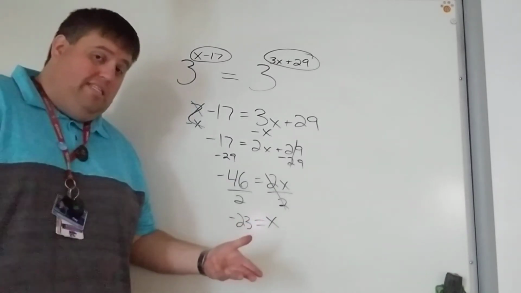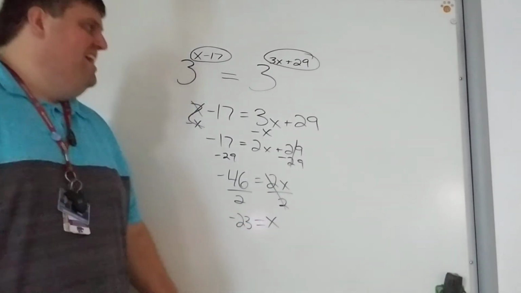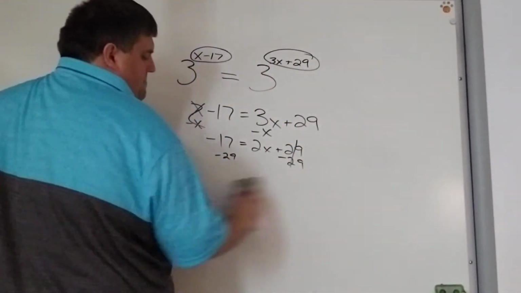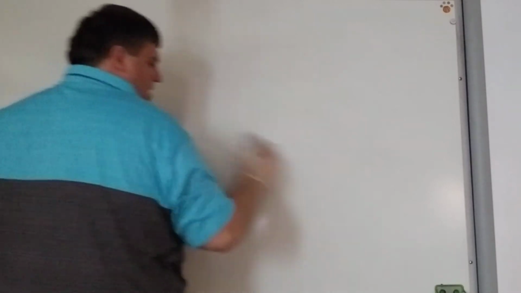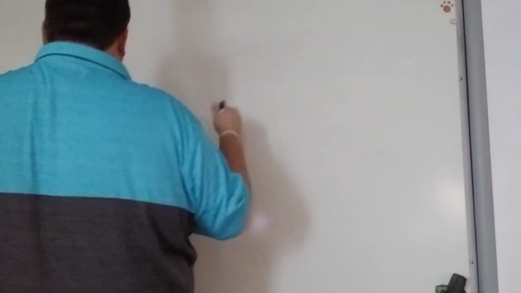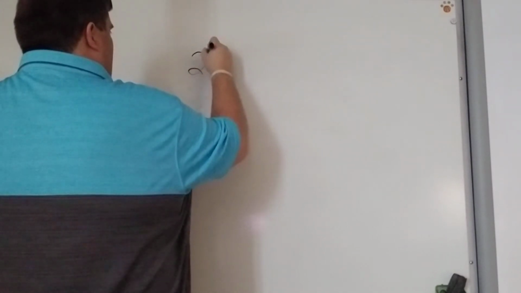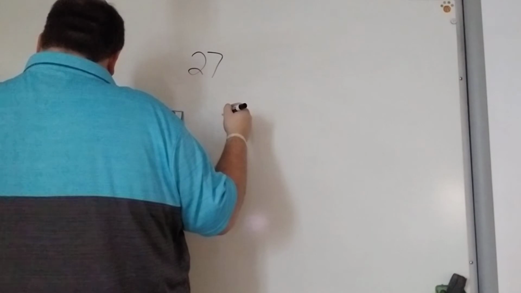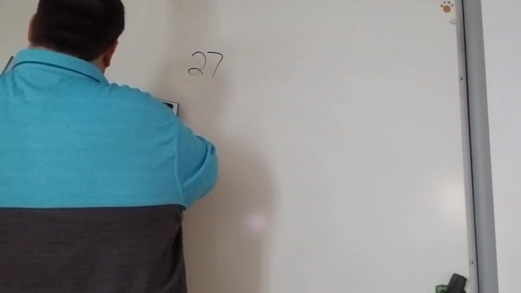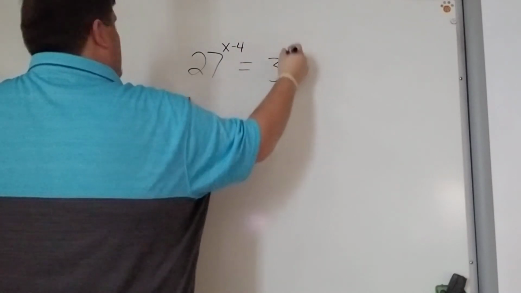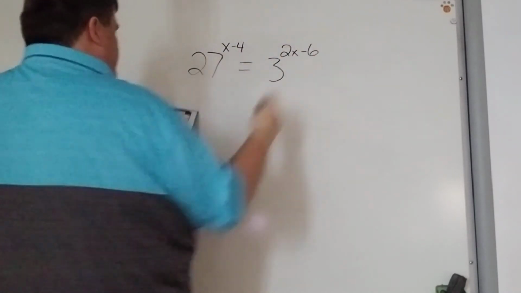Now that seems pretty easy, I'm hoping, but it does get a little bit trickier than that. Let me show you what I'm talking about. Sometimes, I'm going to steal one from the book, sometimes the bases are not the same right away. So for example, we have 27 to the x minus 4 equals 3 to the 2x minus 6.